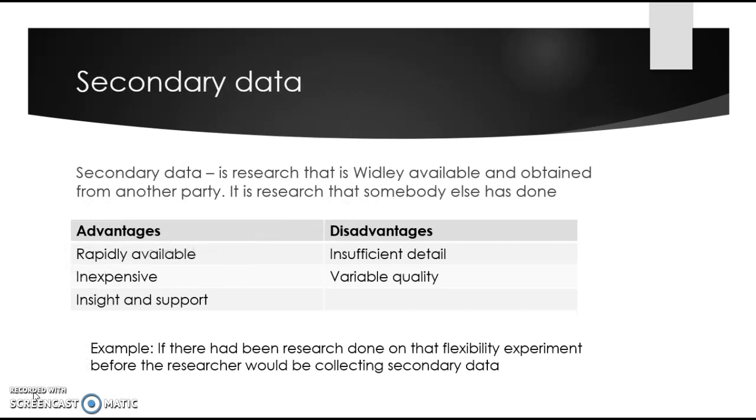Secondary data is research that is widely available and obtained from another party. It is research that somebody else has done and you're using this for yourself. The advantages are it is rapidly available, all you really need to do is just type into Google to find it out. So say if I was looking to find out the effect that Lucozade has on your energy levels, I would just search that into Google and it would come up with examples.